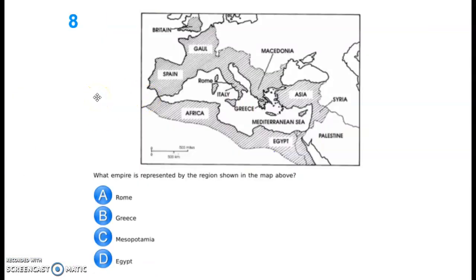Question 8 was tied to 15A on the exam. And basically you have this map here, and it says, what empire is represented by the region shown in the map above? Was it A, Rome, B, Greece, C, Mesopotamia, and D, Egypt?